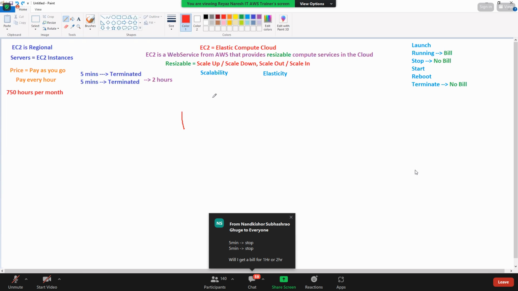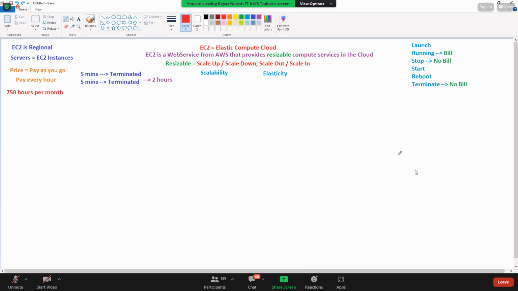Till this time only we have discussed. Who is that? Nanda Kishore. 5 minutes stop. 5 minutes stop. Will I get billed for 1 hour or 2 hours? If you stop also, you terminate also, it is 2 hours.